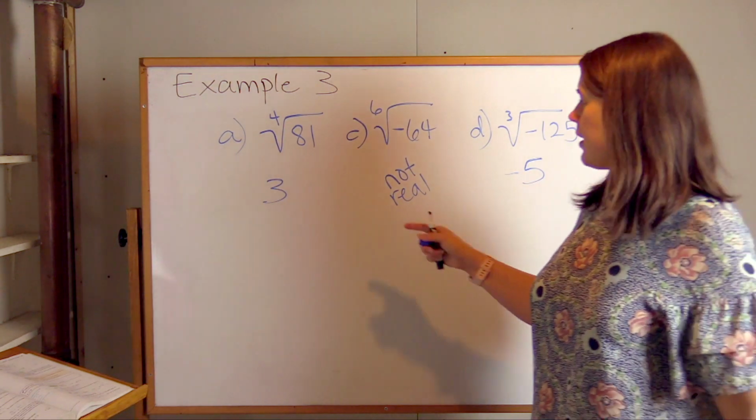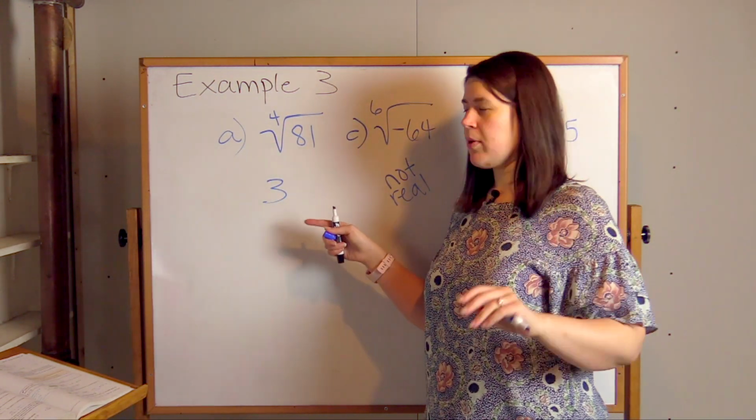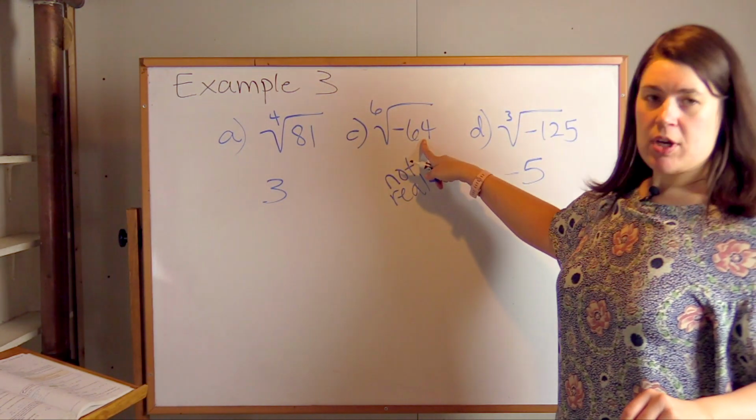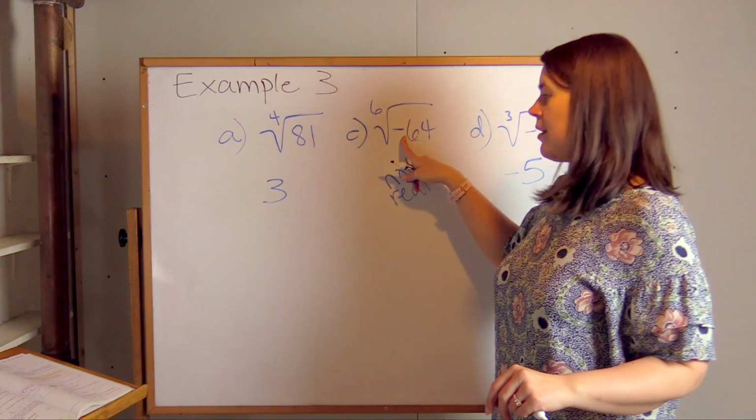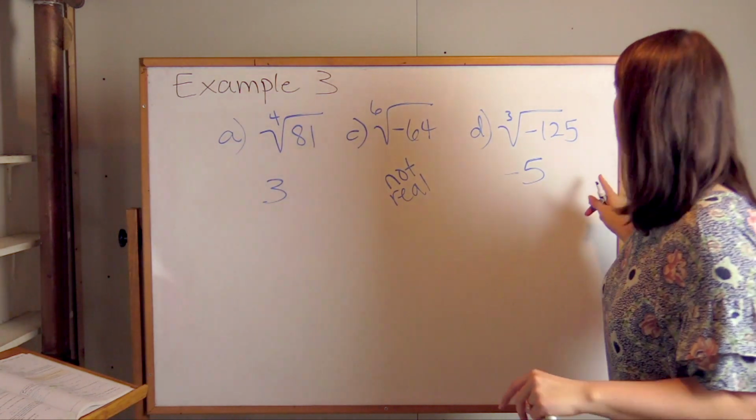All right, on the first one, 3 times 3 times 3 times 3, so multiplied 4 times, is 81. Before I tried to find this answer, I noticed, wait a second, that's an even root of a negative number. Can't happen, so not real.